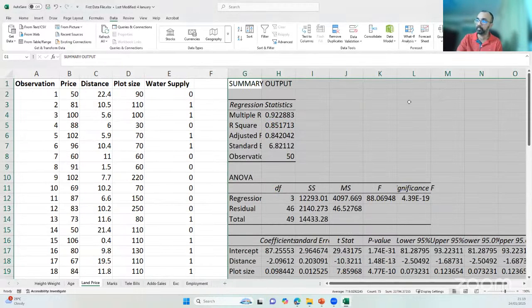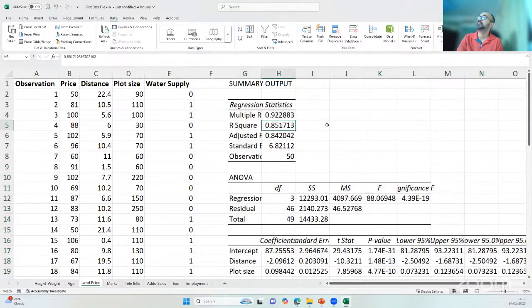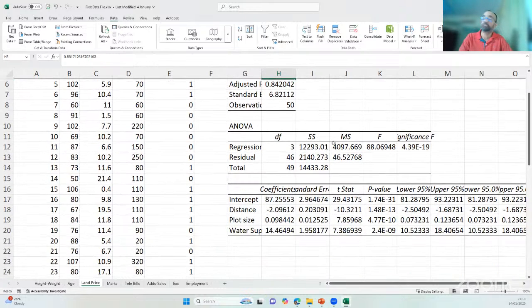Now I got the regression analysis. You can see R square is quite good, 0.85. In the previous case, it was 0.64. Comparatively, it is a good fit to the data. Then I go to this. Now, this is the model. So what is the model? I just copy these values.